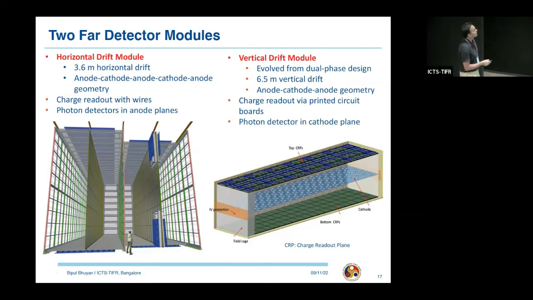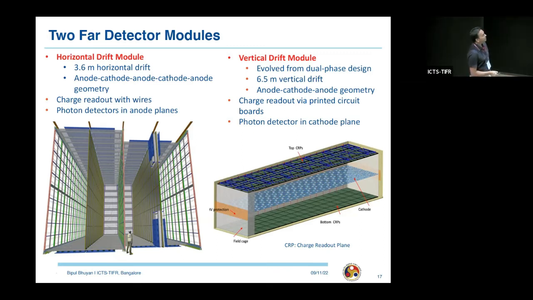So as I said earlier, there will be two modules for the Far detector. There's a horizontal drift module, which is going to have a 3.6 meter horizontal drift. The arrangement is going to be like this with an anode, cathode, and cathode, anode geometry. And then the charge readout is going to be done with wires. And of course, we're going to place the photon detectors on the anode plane so that we collect the signal from the scintillating light as well.